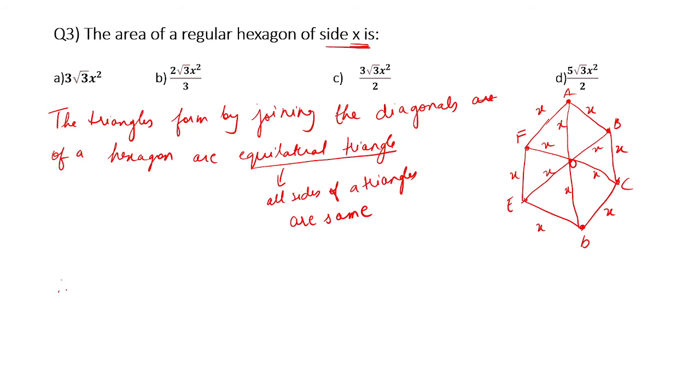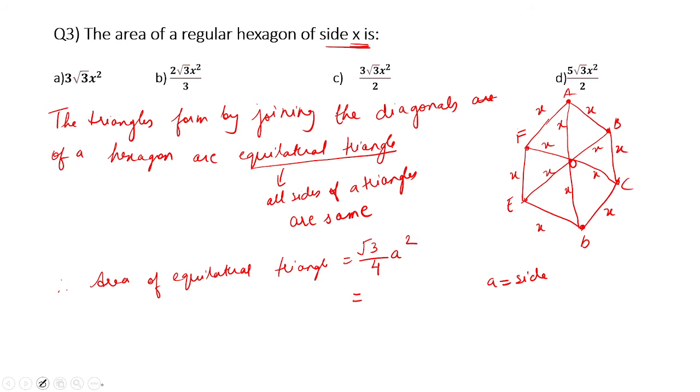Therefore, what is the area of an equilateral triangle? The area of an equilateral triangle, I gave you in the first, it is √3 by 4 a square. Clear? Okay, what does a square mean? Here a actually means side, remember that. It's √3 by 4 side square.